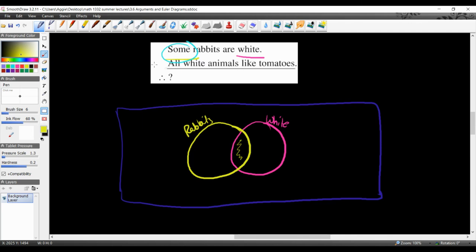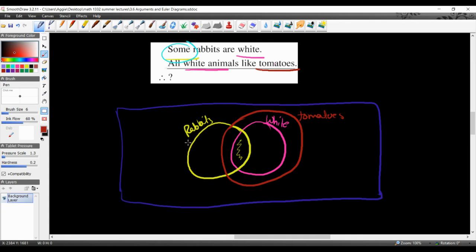Then it tells us that all white animals like tomatoes. So we have another circle to look at here. Let's use this color. These guys also like tomatoes. So you have to do another circle where all of the white animals are inside this one because they all like tomatoes. I'm going to do another circle like so here, and this would be the tomato part. Let's make sure we're on the right track. Some rabbits are white, so we have that intersection right here. All white animals like tomatoes, so my circle for white is inside the circle for tomato, which makes sense because all of these guys have to be inside that guy.